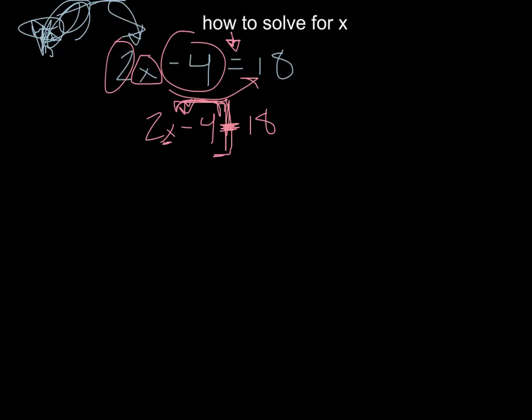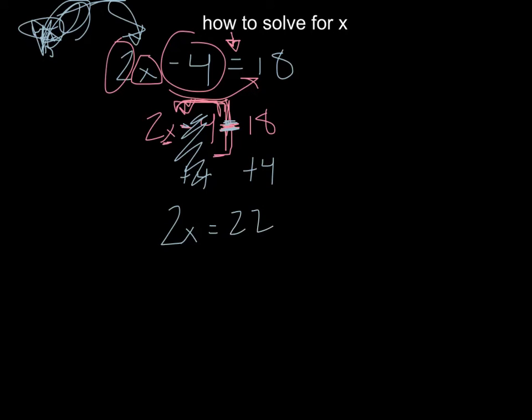What is happening between 2x and this 4? Are they being added, subtracted, multiplied, or divided? They're being subtracted, because that's a minus right there. So we got to do the opposite, which would be add 4. Now, the rules of mathematics in the world say that if you do something to one side of the equal sign, you have to do it to the other. What's -4 plus 4? 0. That's why we do it, because it gets rid of it. And then we do 18 plus 4, and that's going to equal 22.